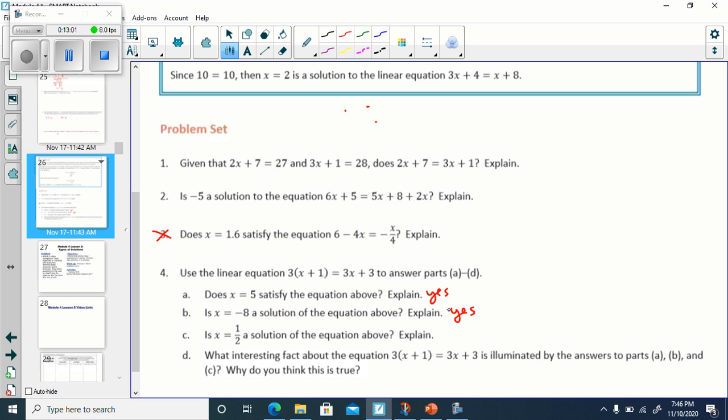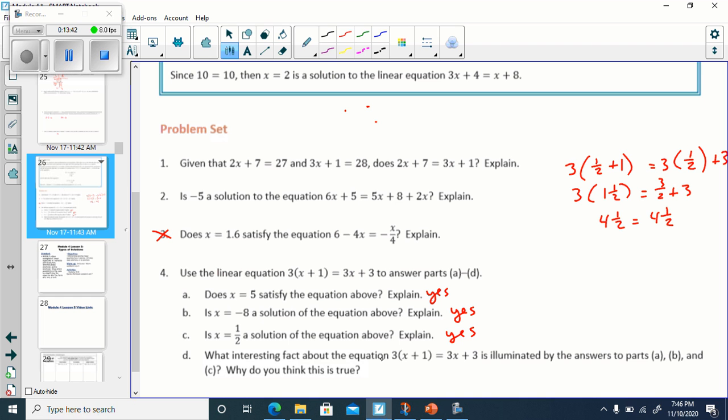Is 1/2 a solution of the equation above? Well, let's try it and see. Is 3 times 1/2 plus 1 equal to 3 times 1/2 plus 3? That's 3 times 1 1/2. Is that equal to 3/2 plus 3? Let's see. 3 times 1 1/2, that's 3 and 3/2, which would be 4 and 1/2. And this is 4 and 1/2. Those two are equal. So yes, this is the solution.